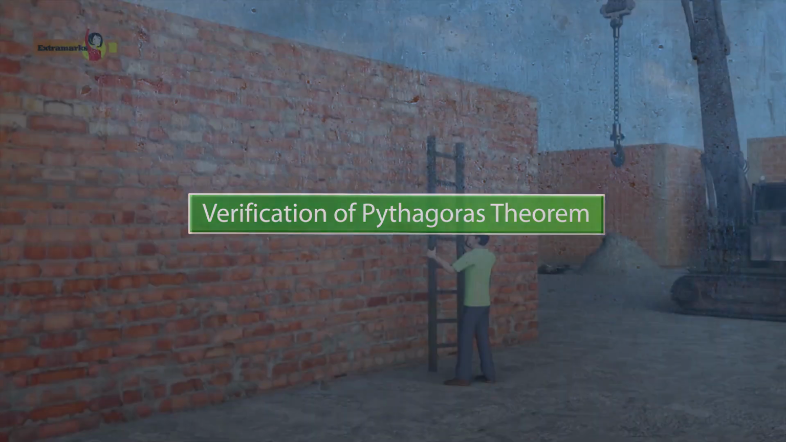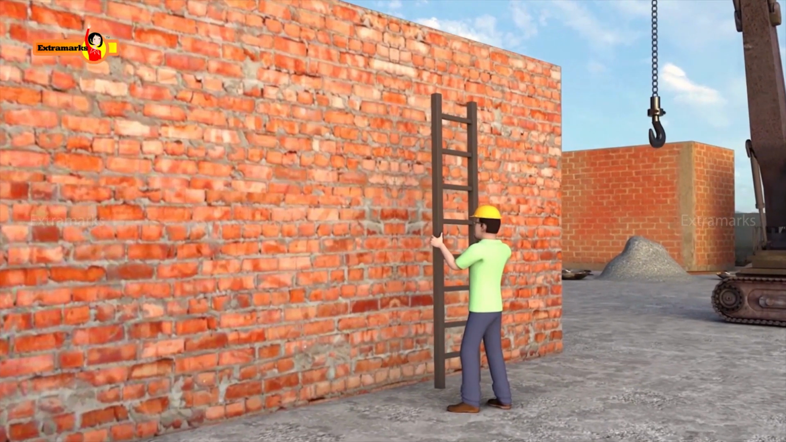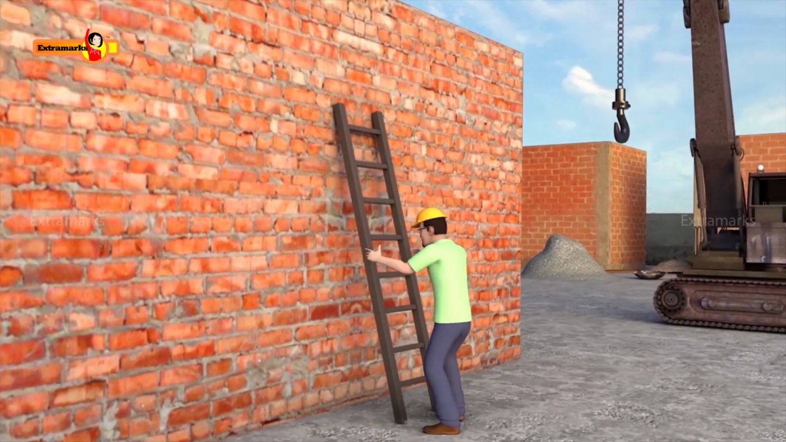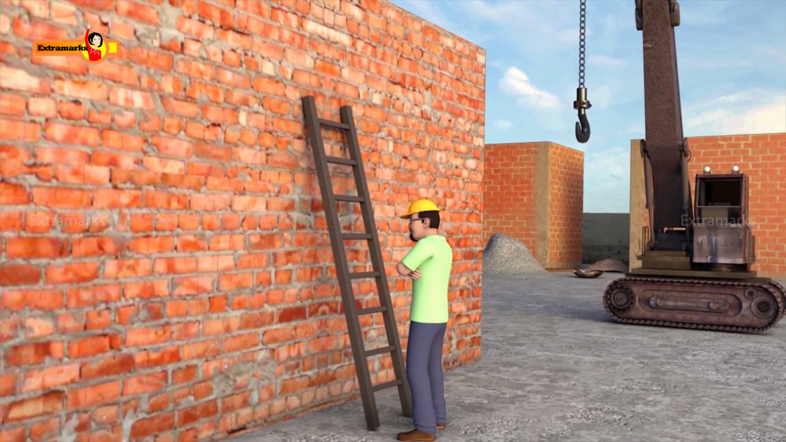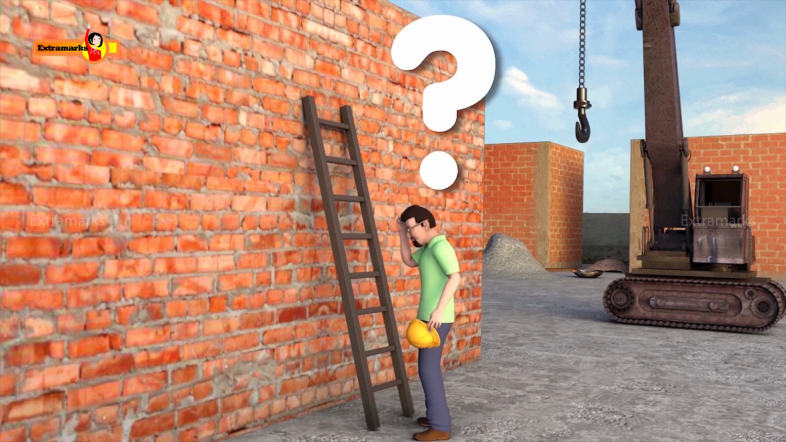Verification of Pythagoras theorem. In the construction work of a building, John, a worker, is trying to climb up a wall using a ladder. But he doesn't know how long a ladder he actually needs. He's trying to find a ladder of desired length.